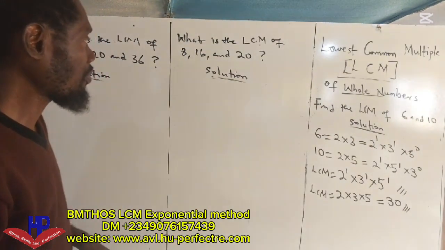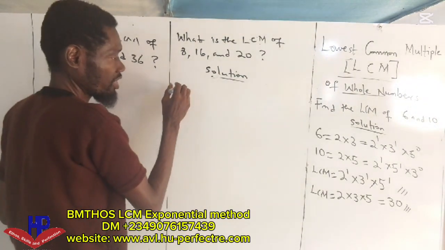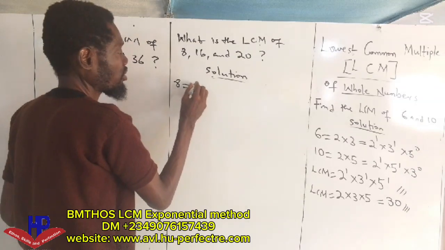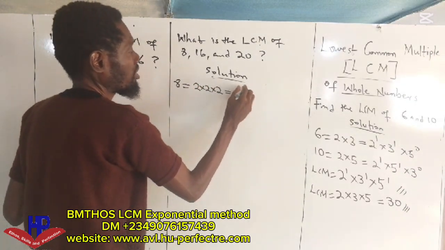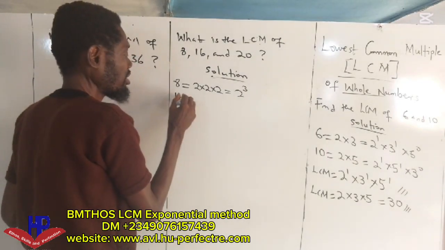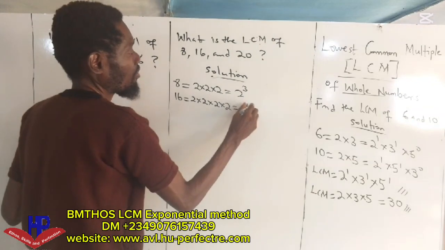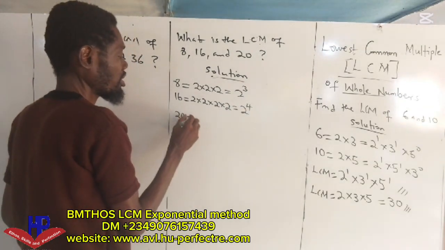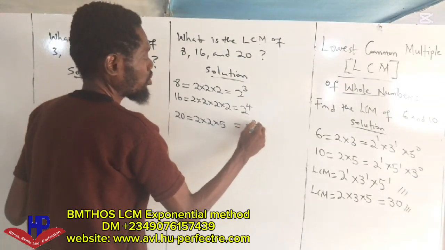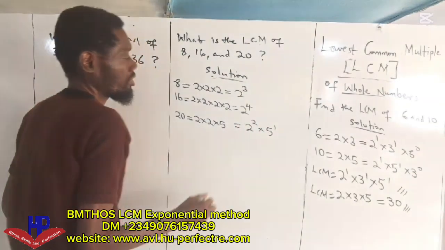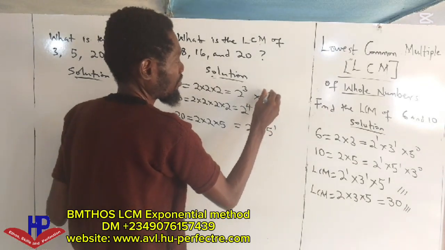What is the LCM of 8, 16 and 20? Express 8 as 2 times 2 times 2, that will be 2 raised to the power 3. 16 as 2 times 2 times 2 times 2, that will be 2 to the power 4. 20 as 2 times 2 times 5, that will be 2 raised to the power 2 times 5 raised to the power 1. There's no 5 here, I will add 5 to the power 0. There's no 5 here, I will add 5 to the power 0.